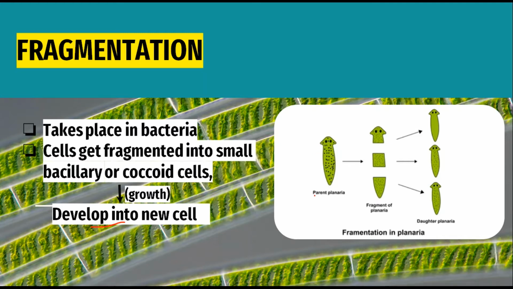We have taken the example of planaria here. This is the parent planaria. It gets fragmented into three parts here, and then each part develops into a full planaria, a daughter planaria. So we have the parent planaria here and three daughter planaria formed. It can be three or more, it depends. Got it? I hope you have understood till here.